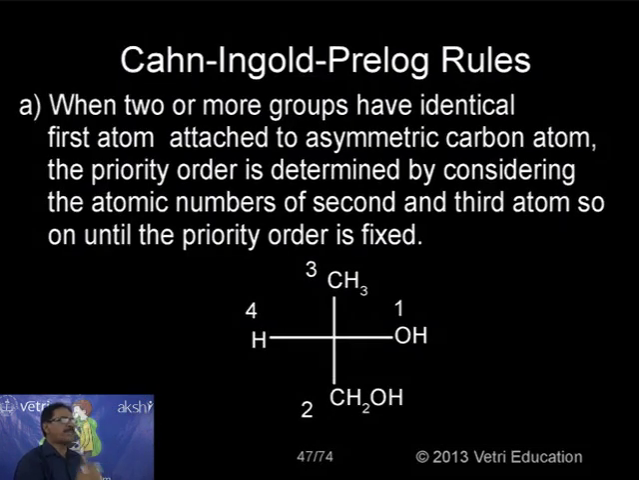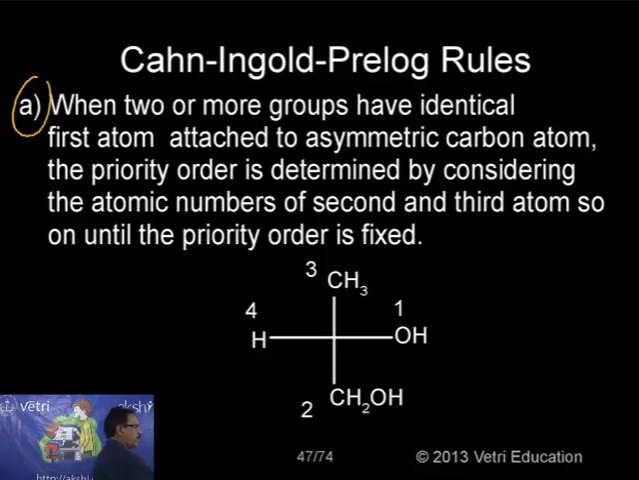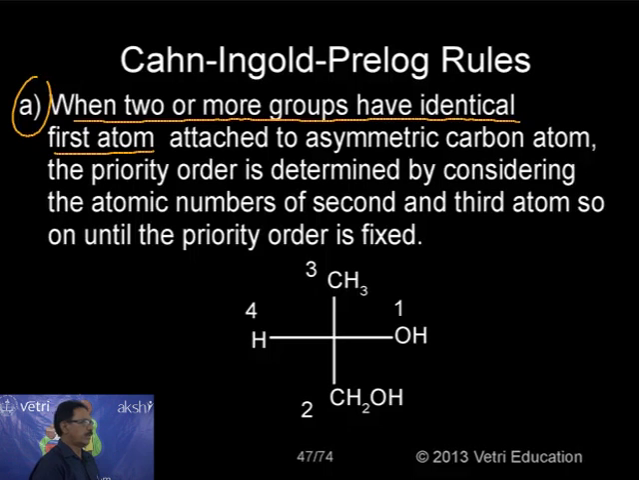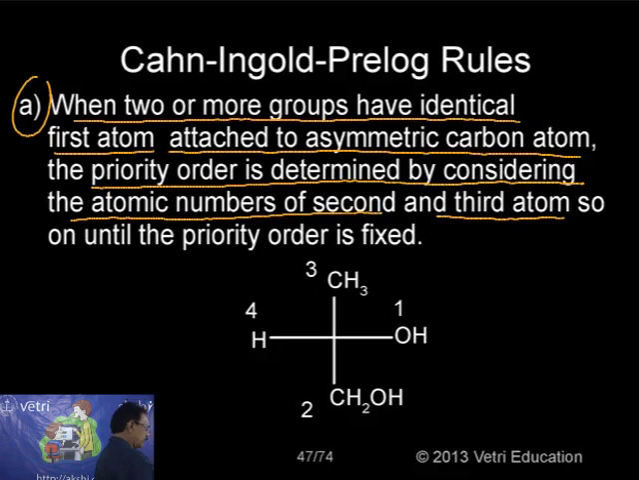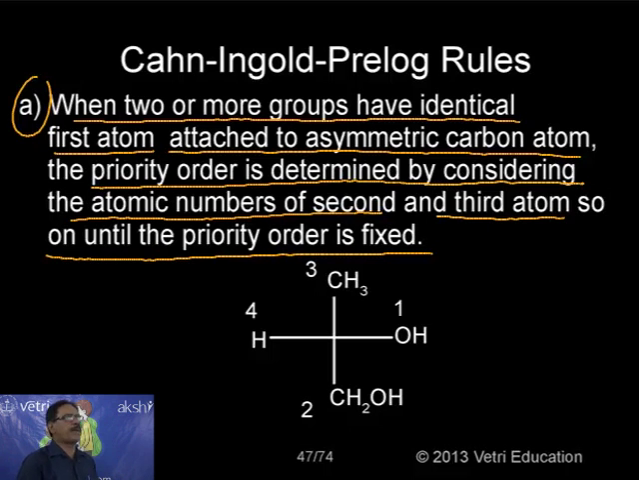Now there are a number of problems when we are giving this priority order 1, 2, 3, 4 or A, B, C, D. Let me discuss one of the problems. When 2 or more groups have an identical first atom attached to the asymmetric carbon atom, then the priority order is determined by considering the atomic numbers of the second and third atoms, and so on, until the priority order is fixed. If all 4 are different, there is no problem, we can simply assign 1, 2, 3 and 4. But if any 2 atoms are identical, the problem starts.